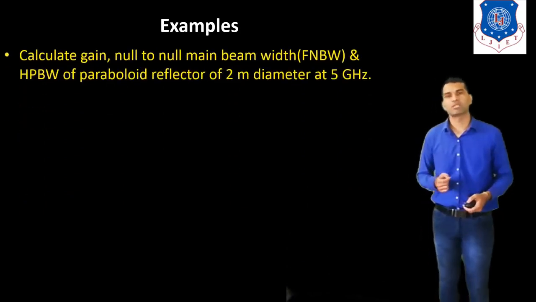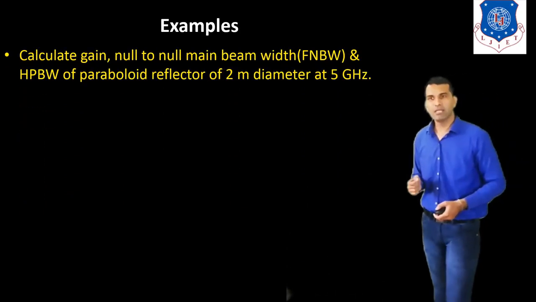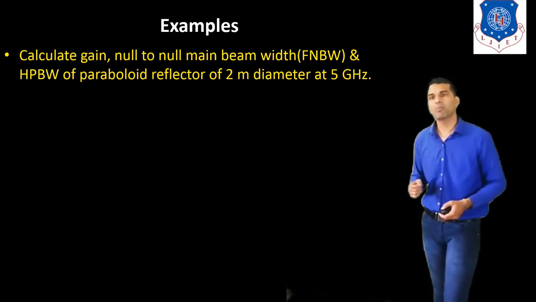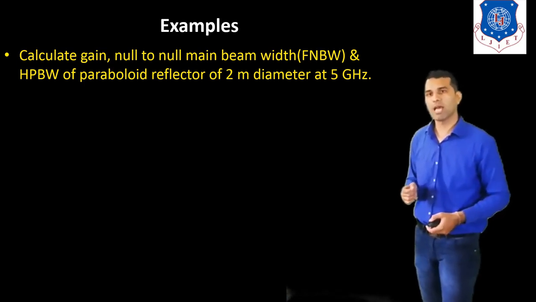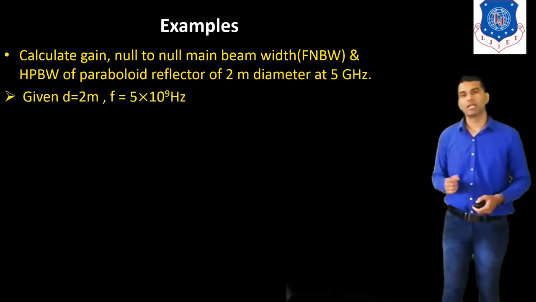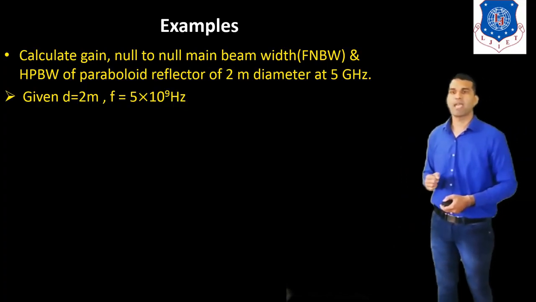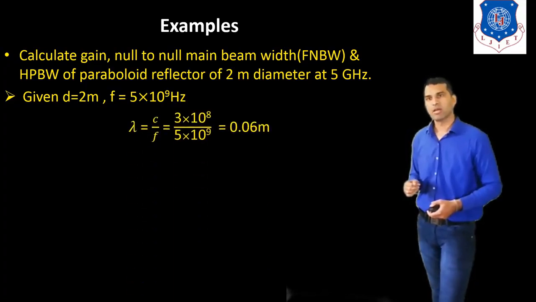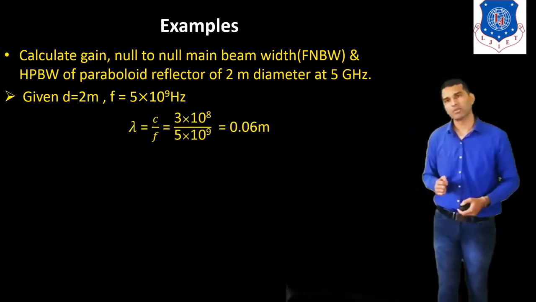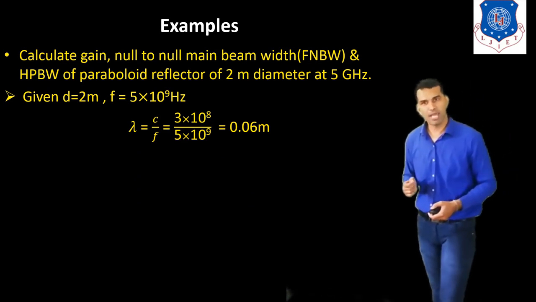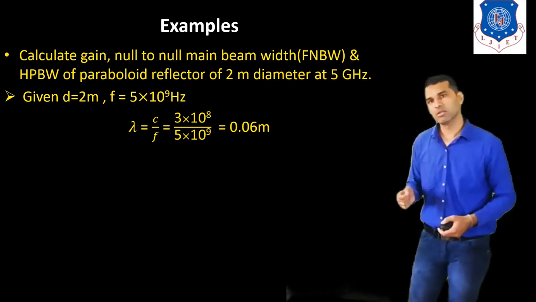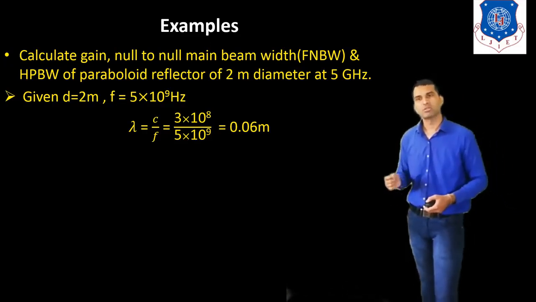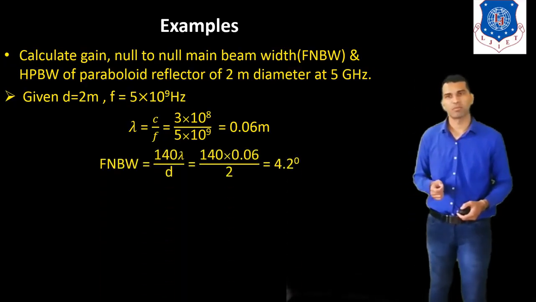Now we calculate a second example. Calculate the gain, null to null beam width, that means FNBW, and half power beam width of a parabolic reflector of 2 meter diameter at 5 gigahertz. So here the diameter D is equal to 2 meters, and the frequency is 5 into 10 raised to 9 hertz. First we calculate lambda. We have lambda is equal to C by F, where the value of C is 3 into 10 raised to 8 and the frequency is 5 into 10 raised to 9. So we get lambda is equal to 0.06 meter.